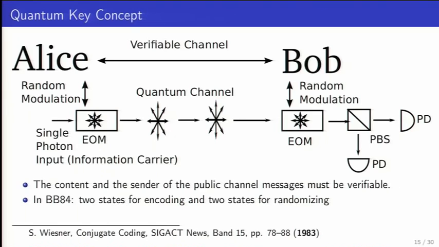The polarizing beam splitter is different from the beam splitter as it transmits or reflects a photon based on its polarization. Here it transmits, here it reflects. So now Alice and Bob have done some measurement, and then Alice and Bob compare their random modulation of their EOM over a verifiable channel. This channel can be public, but at least it must be verifiable.